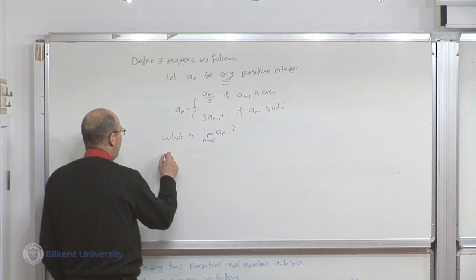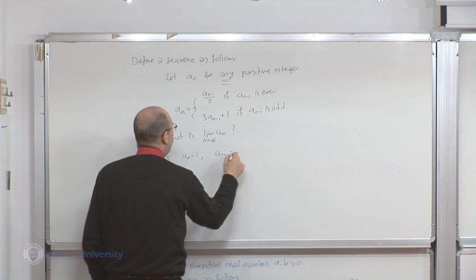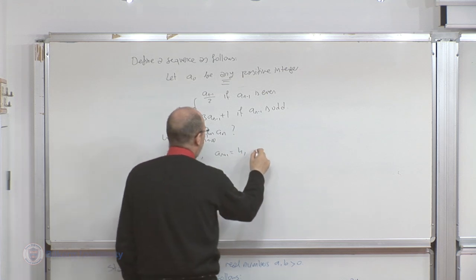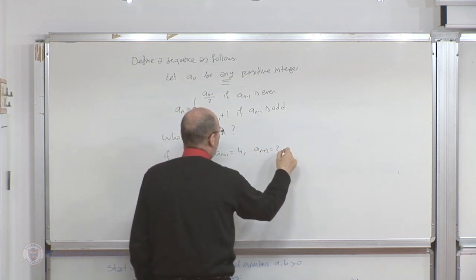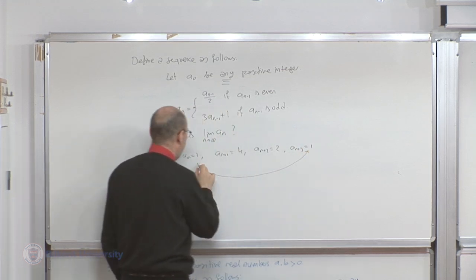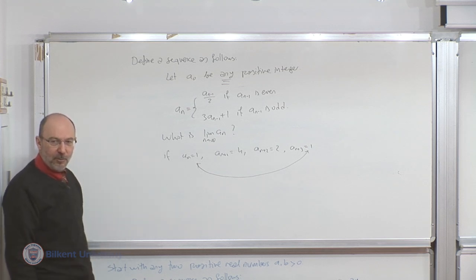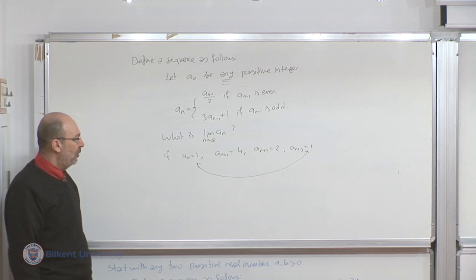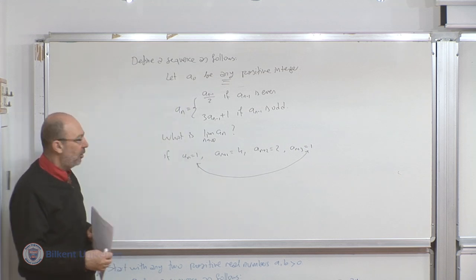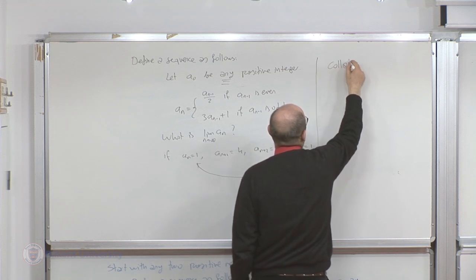So if a_n is 1, then a_(n+1) is 4. Then a_(n+2) is 2, and then a_(n+3) is 1. So this cycle repeats. If you ever reach 1, then you start going around this. So the question is, when do I get this situation and when do I get some other situation. There's no money on this thing, but this is known as Collatz's problem.